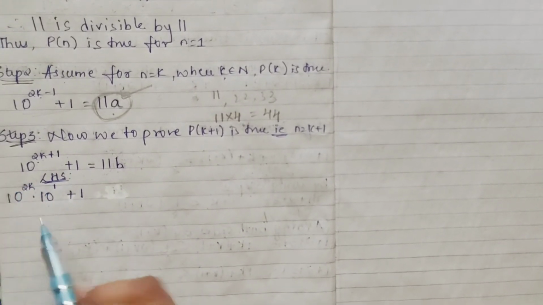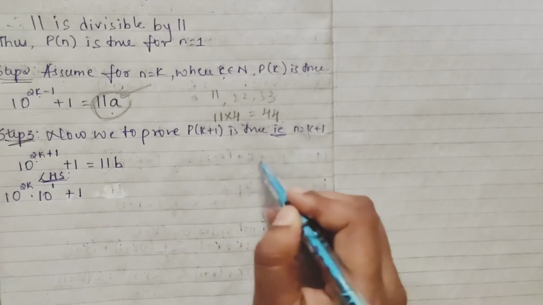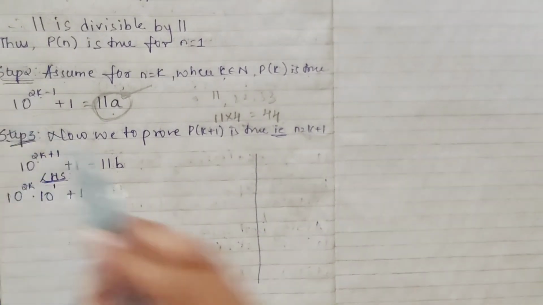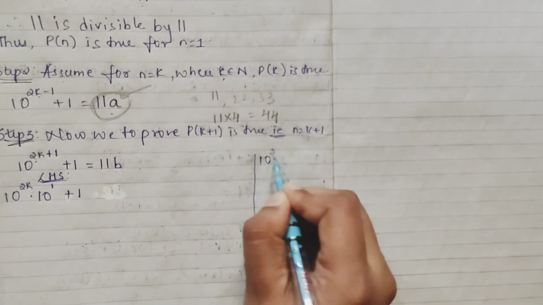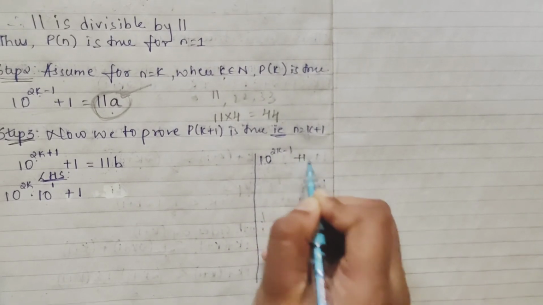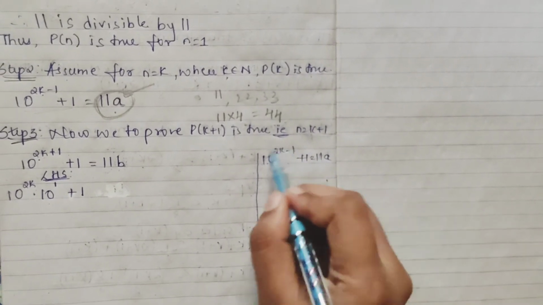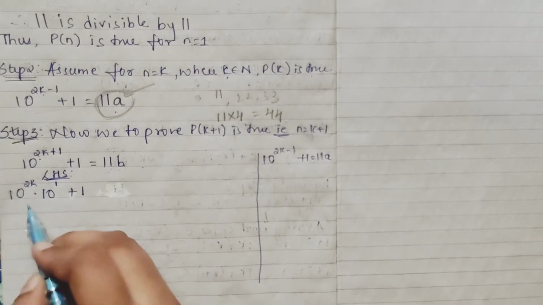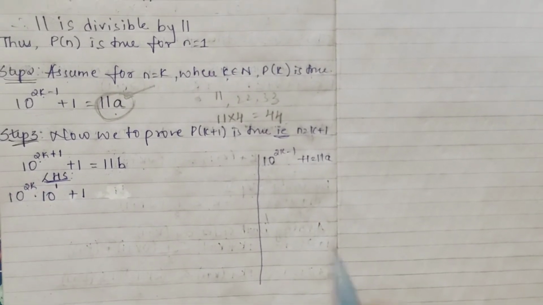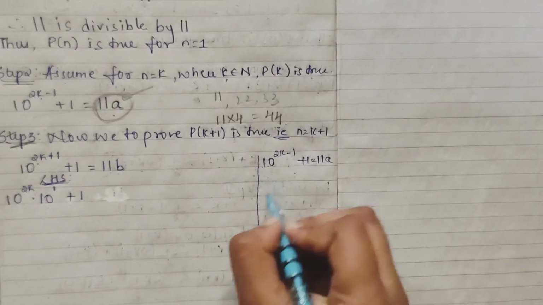Now we want to get it from step 2 only, so I'll write beside it. What is our step 2? It is 10 raised to 2k minus 1 plus 1 is equal to 11a. So we can get our 10 raised to 2k from here and substitute in this. So here also, in the same way, I'll split it.